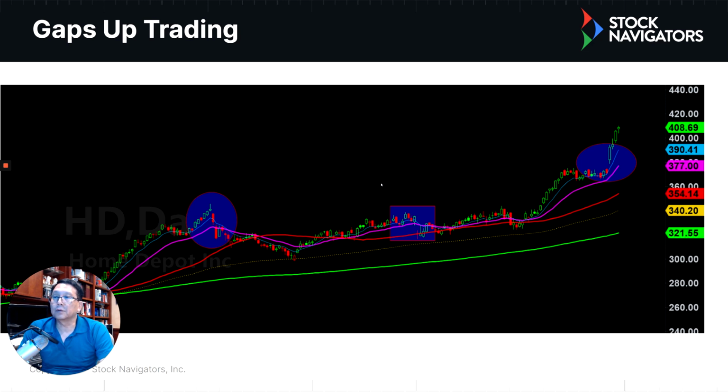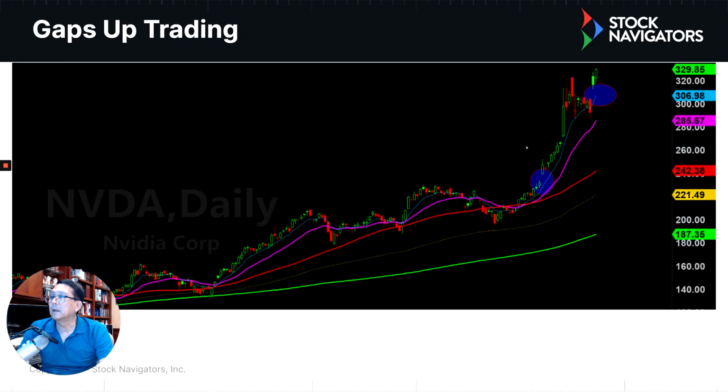So now let me show you a couple of examples of gap up trading. This is Home Depot, for example. Recently Home Depot, as you can see, has been sideways for two weeks, and then after the earnings report they had good earnings, and the price gapped up. You can see here they gapped up with a strong candle and then continued to move up to the upside. And the next one is Nvidia.